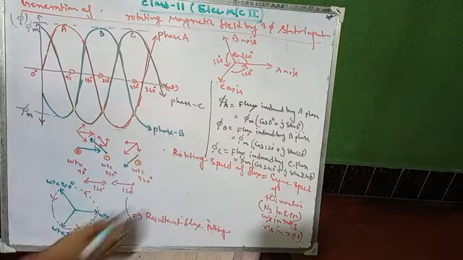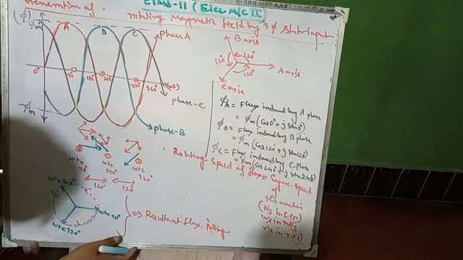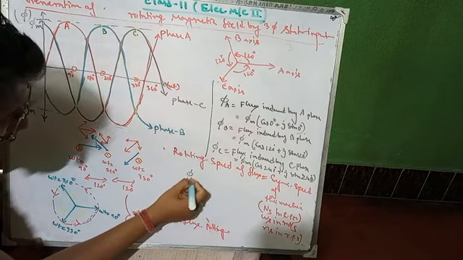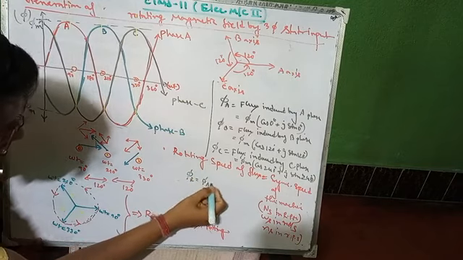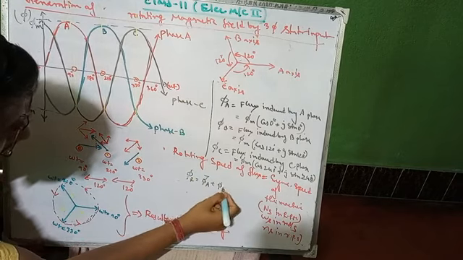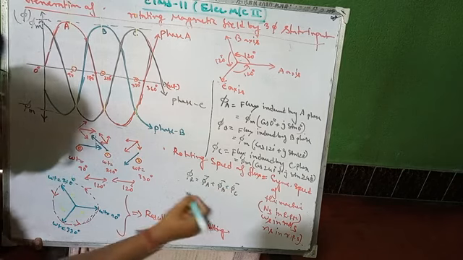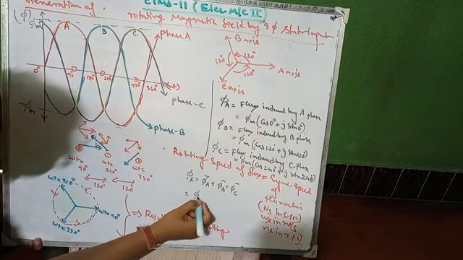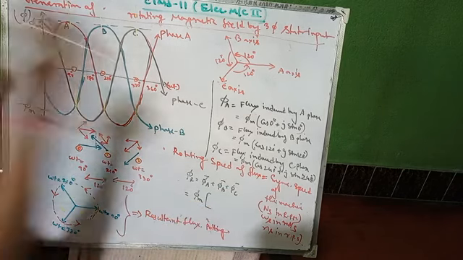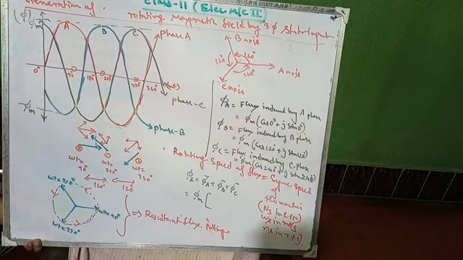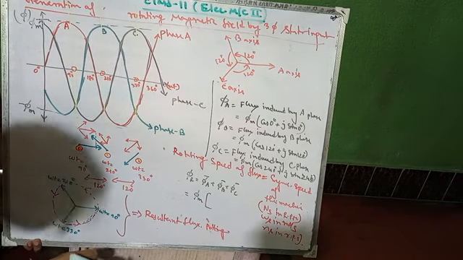Okay, so now add these. So what is the resultant flux? The resultant flux phi of R equals phi of A plus phi of B plus phi of C. Taking phi of M as common, cos 0 plus j sine 0. Cos 0 equals 1, that will remain.